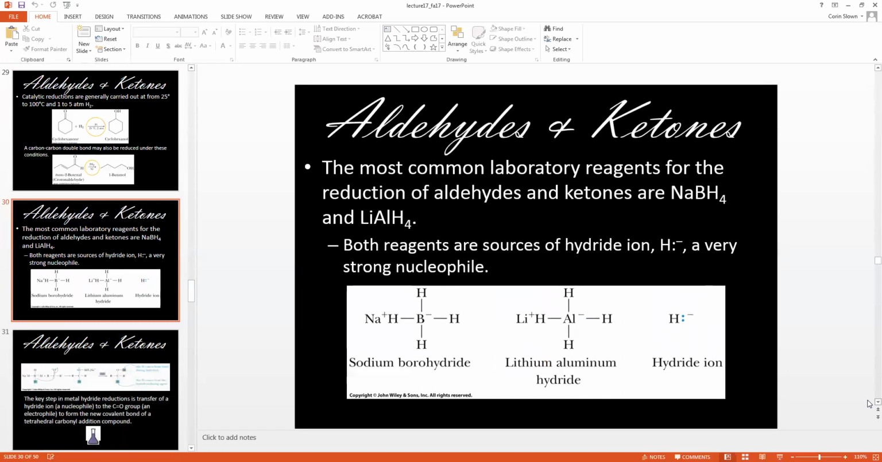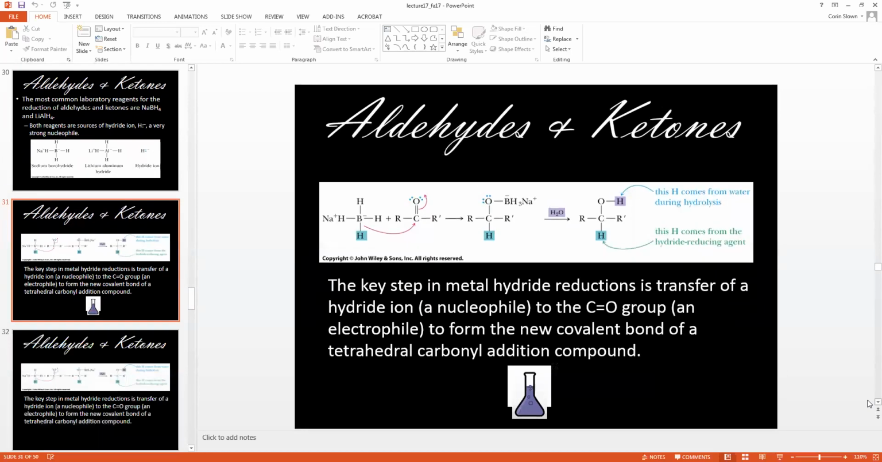The most common laboratory reagents for the reduction of aldehydes and ketones are sodium borohydride and lithium borohydride. We talked about those last class. Both of these reagents are sources of the hydride ion, H-, which is a very strong nucleophile. That's what's shown here. The key step in metal hydride reductions is the transfer of a hydride ion to the carbonyl group to form new covalent bonds, from a tetrahedral carbonyl addition compound. That's what's shown here.